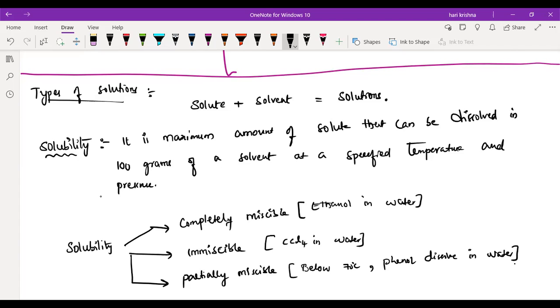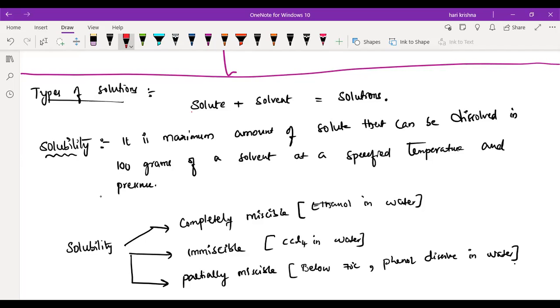Solubility is nothing but the maximum amount of solute present in the given mass of the solvent. Right now I have taken only 100 grams of the solvent at a particular temperature and pressure. That is what is called solubility. So based upon the solubility, we have completely miscible, immiscible, and partially miscible.